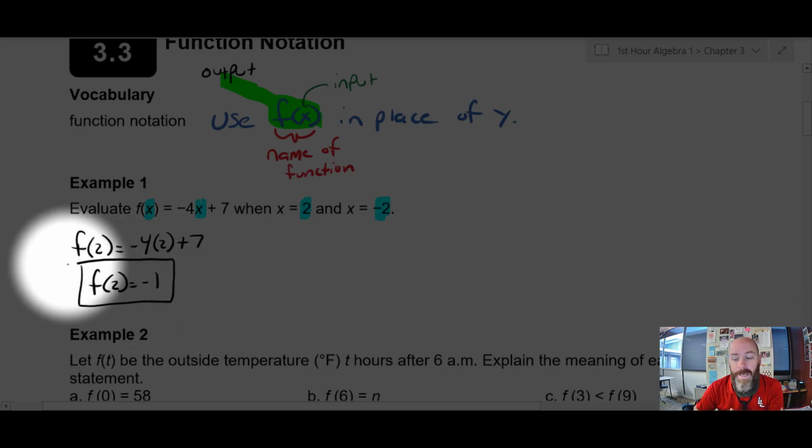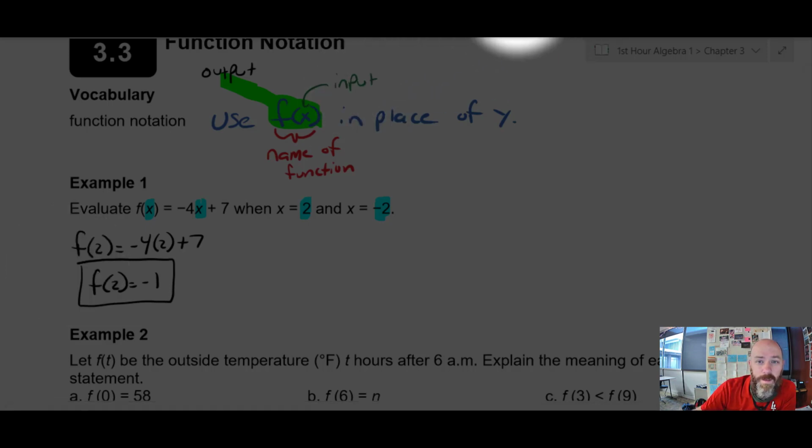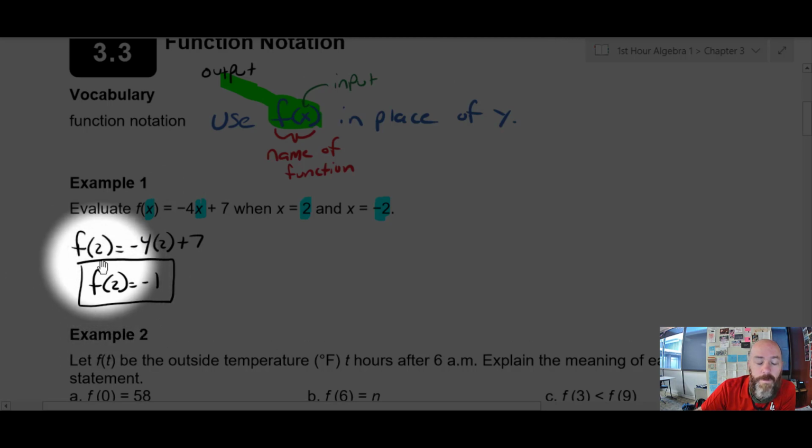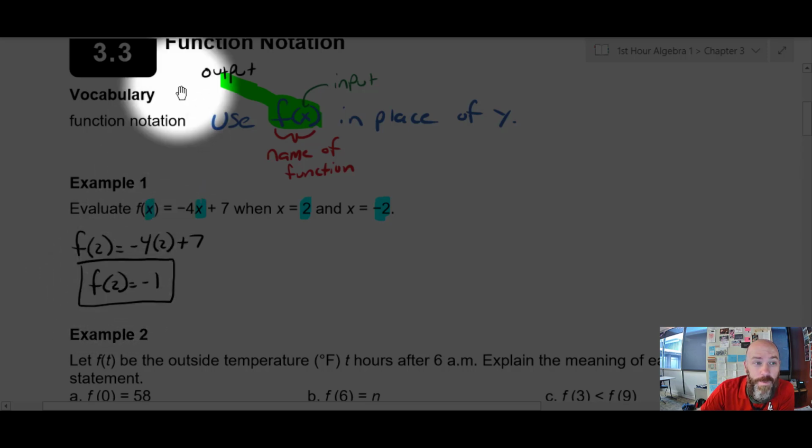That is part of the function notation, though, is you need to make sure you have not just f of x, but in the solution, or when you evaluate it, make sure your function notation says f of, that's how you read it, and then whatever number is the input.